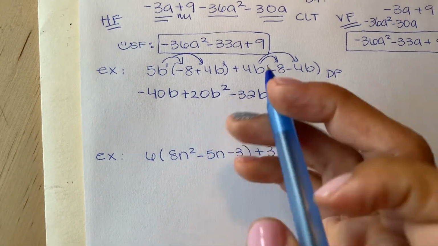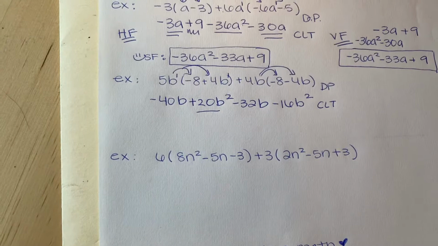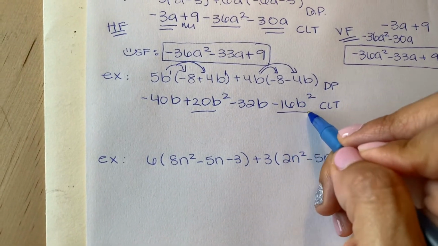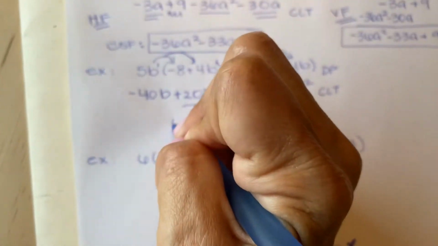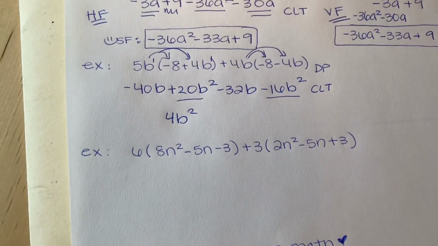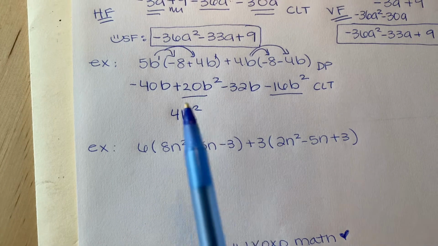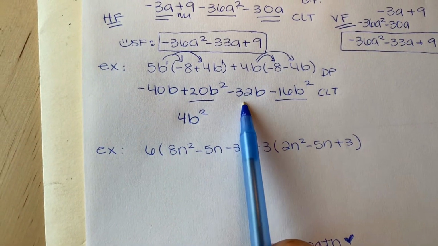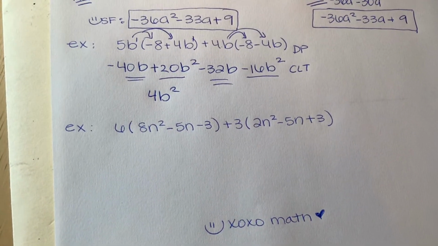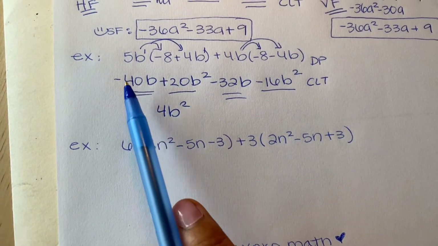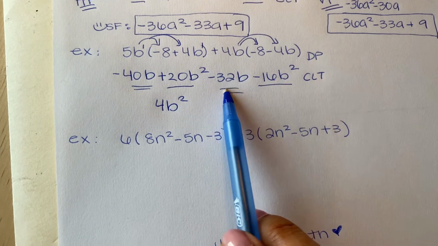Okay, what's our greatest? It's 20b squared minus 16b squared. So what's 20 minus 16? 4b squared. Next, minus 40b minus 32b. So we have these two b terms. Since they're both negative, we're going to add and keep the sign.